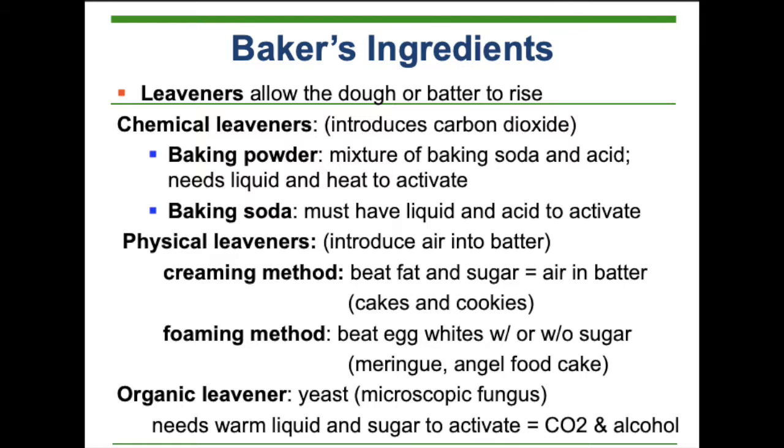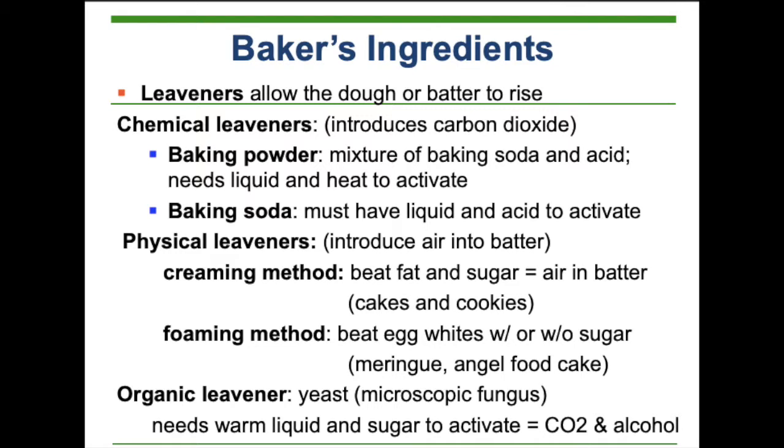Okay, leaveners, they let your baker's ingredients rise. Chemical leaveners put carbon dioxide in it. Chemical ones are baking powder and baking soda. Baking soda has to have liquid and an acid, whereas with baking powder you don't need an acid because you already put the acid in there. It's baking soda with an acid already added to it, typically cream of tartar. So it needs liquid and just heat in order to work.